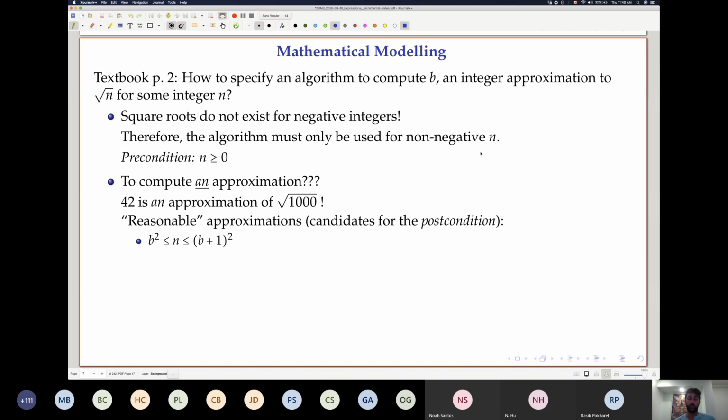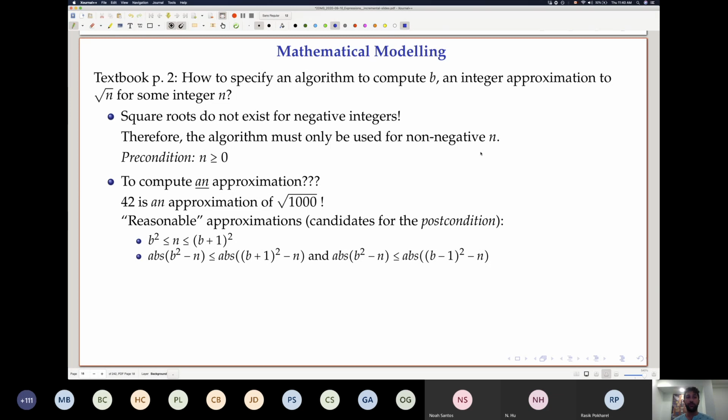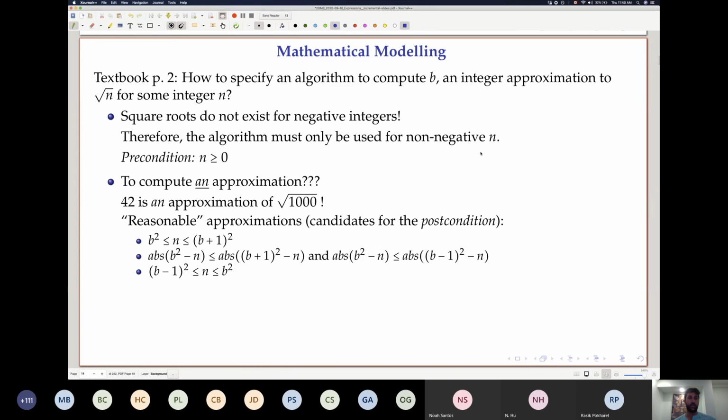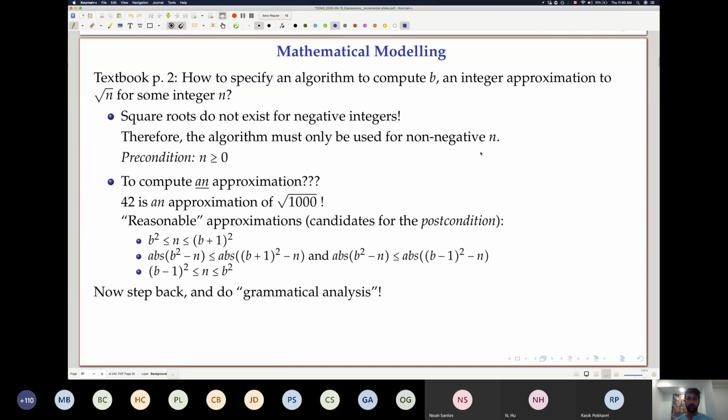So b such that its square is at most n, and the number after it squared is bigger than n. But of course, there are other ways to approximate this using, for example, the absolute value function. But I personally like the b and the number after it. Of course, you can speak about the number b and the number before it, right? So there are multiple ways to specify solutions to problems, right?